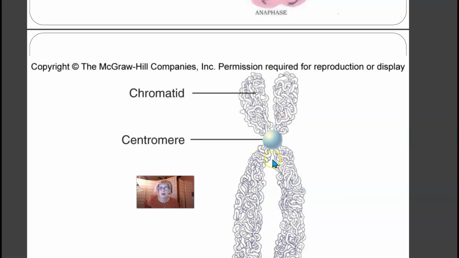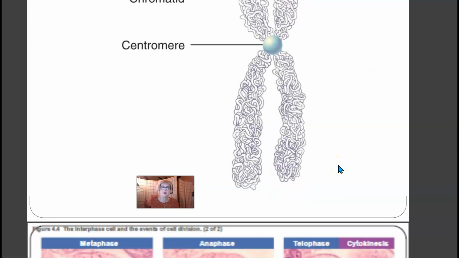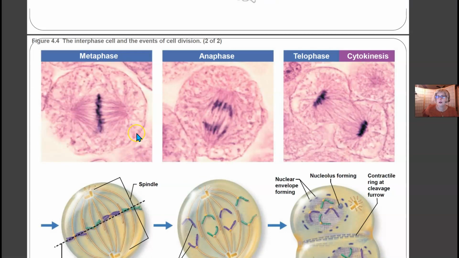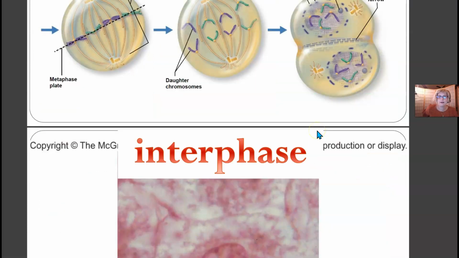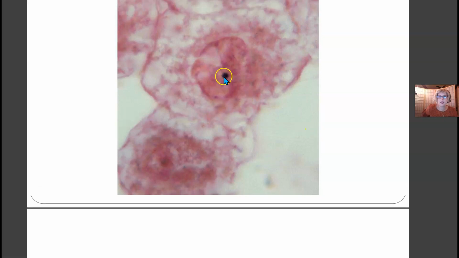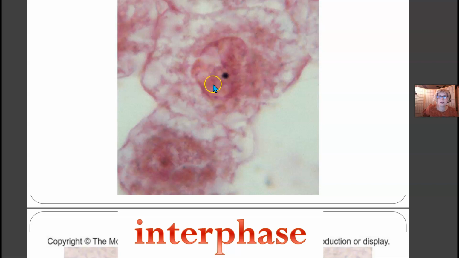All right, so let me review again. You've got metaphase, anaphase, telophase, cytokinesis. And what are we looking at here? You can see the nucleolus, you can see the nuclear membrane, and you can see the cell. So that's how you know that this cell is undergoing interphase, G1, S, or G2. It's just prepping, because there's its nuclear envelope. There you can see the chromatin, and that is where the nucleolus is. So that's interphase, okay?